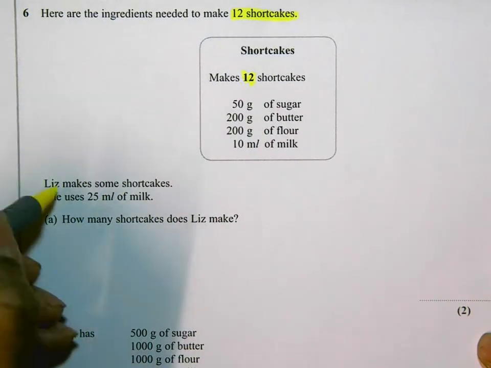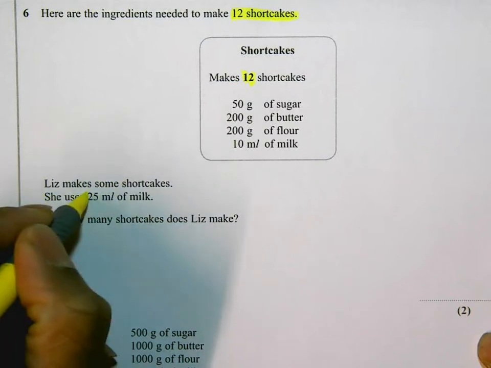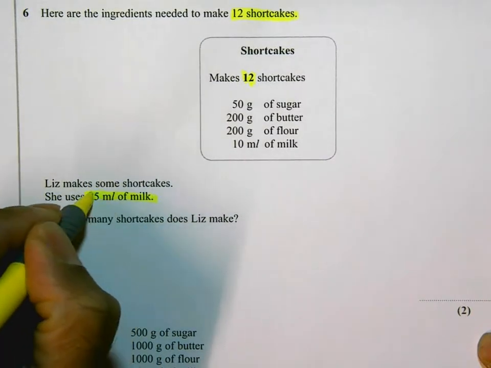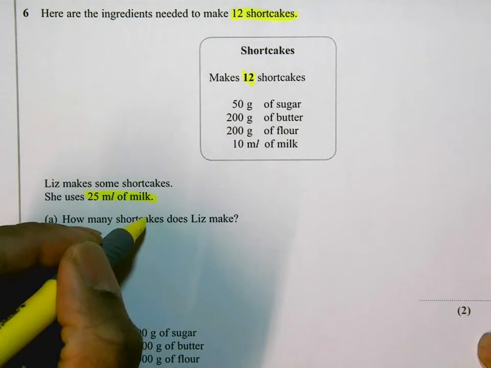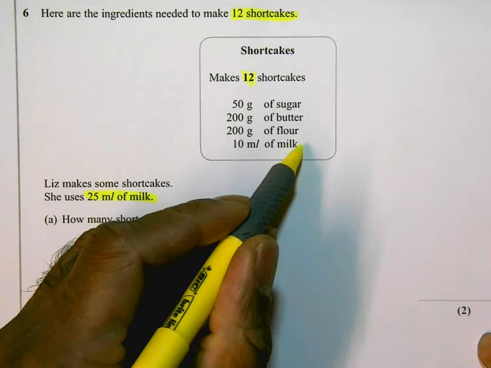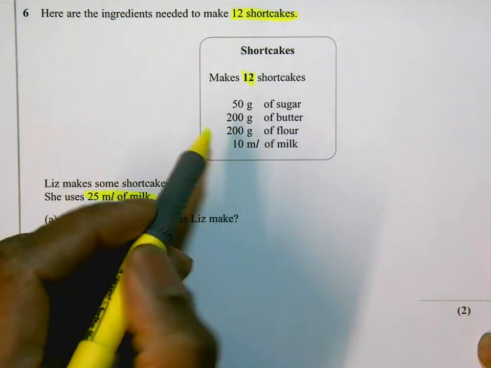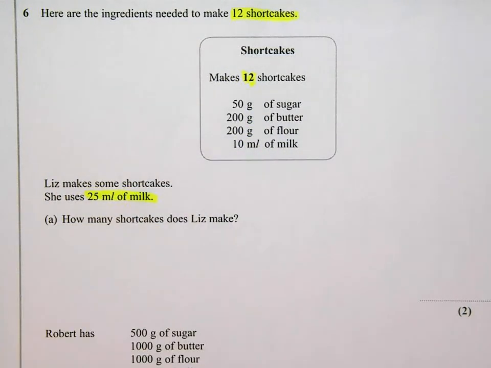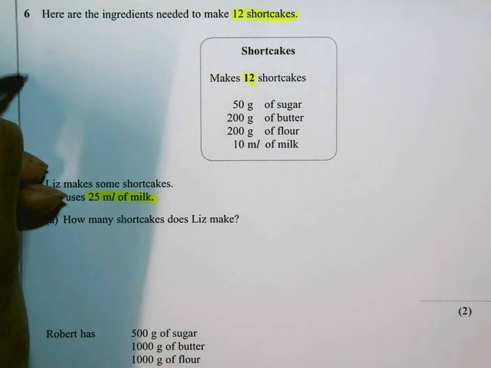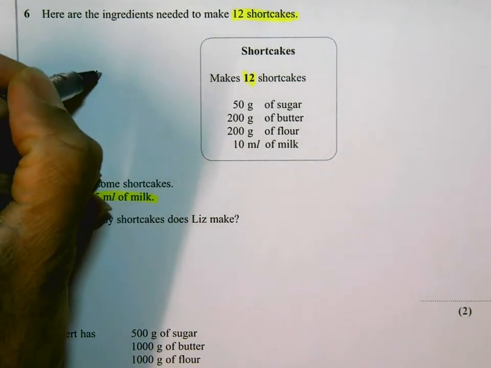Now, as the question goes, it says, Liz makes some shortcakes, and she uses 25 milliliters of milk. How many shortcakes does she make? Now, if she used 10 milliliters of milk, she would have made 12 shortcakes. So I'm actually going to write that down on the side. If she used 10 milliliters, she would make 12 cakes.